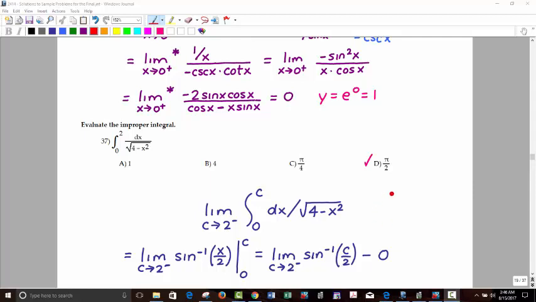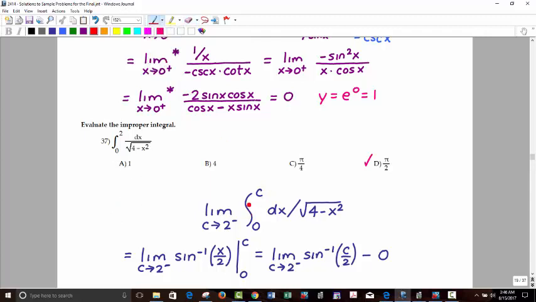Number 37, we have an improper integral from 0 to 2 dx over the square root of 4 minus x squared. The actually correct notation would be to write this as c approaches 2, or whatever letter, if you use A or B or C here, that's fine. From the minus, because you're going from 0 to 2, that means you're going this way on the number line, and in limit terminology, that's the minus direction, left to right.